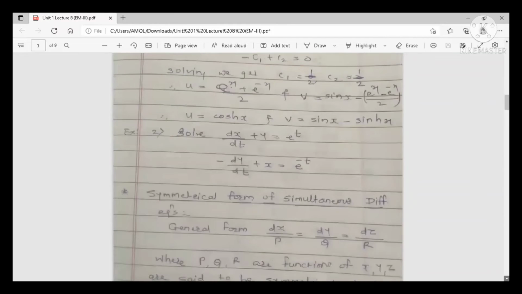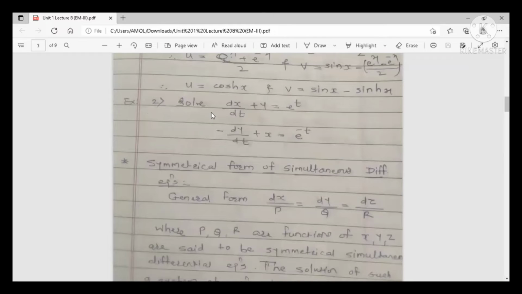Okay, this is one example. Try to solve this second example. Solve dx by dt plus y is equal to e raised to t. Second equation: minus dy by dt plus x is equal to e raised to minus t. In this equation, x and y are dependent variables and t is the independent variable. So your aim while solving these simultaneous differential equations is to find the values of x and y in terms of t, like the first example. In the first example, u and v were the dependent variables and x was the independent variable. So we had the values of u and v in terms of x there.